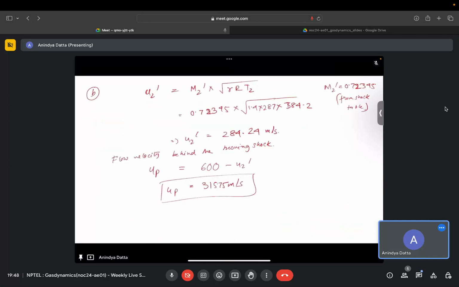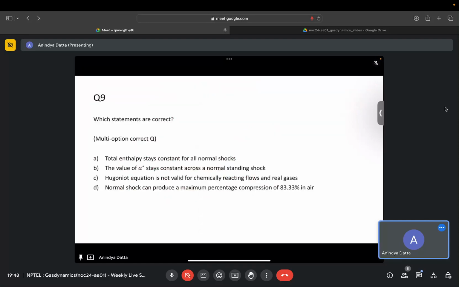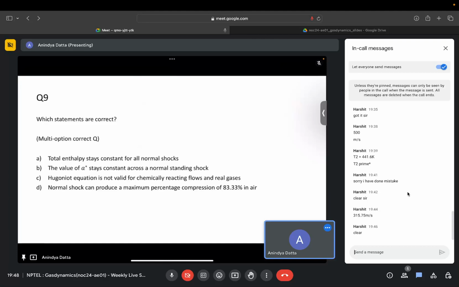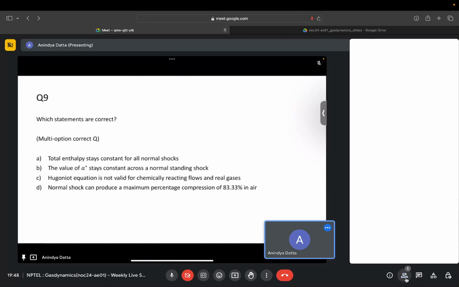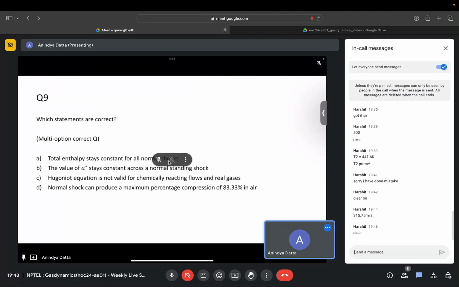In this session I have two more questions, MCQ type, to test your fundamental understanding of shocks. Let's move on. Question 9: which of the statements is correct? Let's go one by one. I want you to answer whether it's true or false. First statement 9a: total enthalpy stays constant for all normal shocks. Is this true or false?